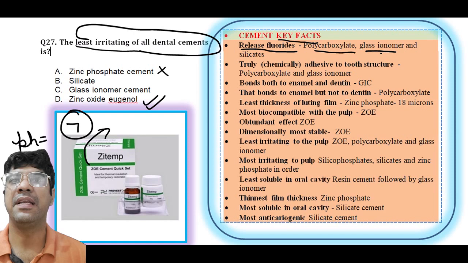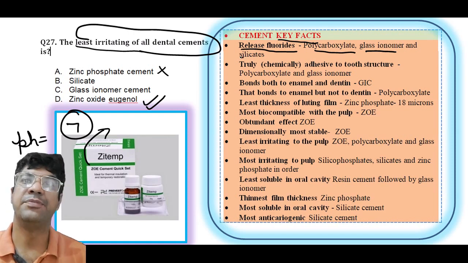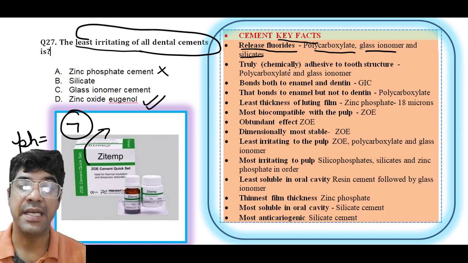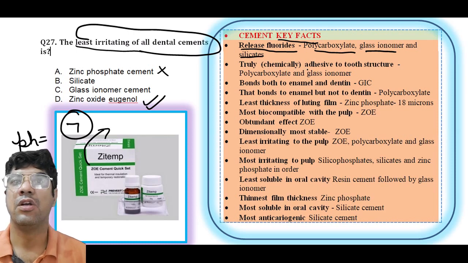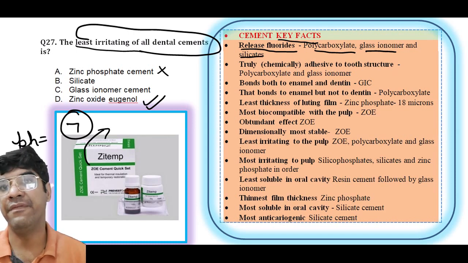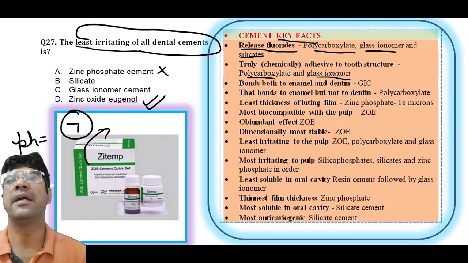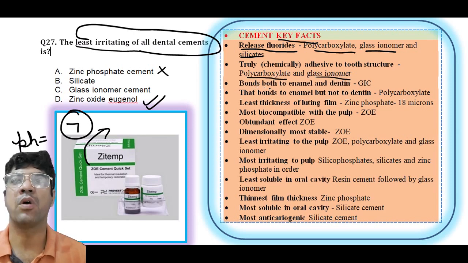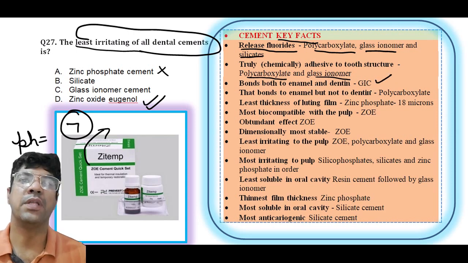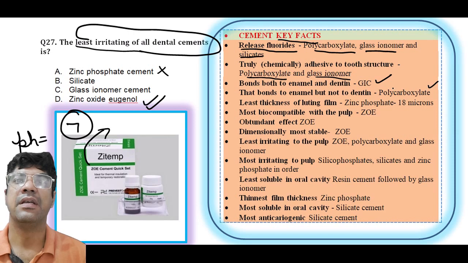Now, which cement releases fluoride? It's polycarboxylate, GIC, and silicate cement. Which cements are truly chemically adhesive to the tooth structure? They are the polycarboxylate and glass ionomer cement. Cement that bonds to both enamel and dentine is GIC. Cement that bonds to enamel but not to dentine is polycarboxylate.